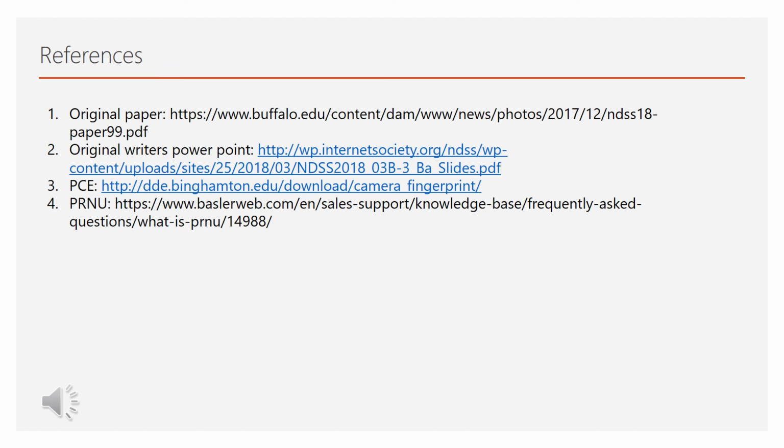Number 2, the original writers created their own PowerPoint for this presentation. It is extremely good. It is more descriptive with pictures. I was not going to take their pictures and put it in my PowerPoint. I did use 2 of the pictures from their original paper, but not from their PowerPoint.